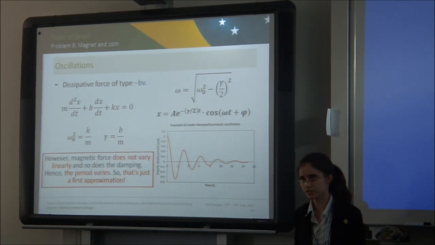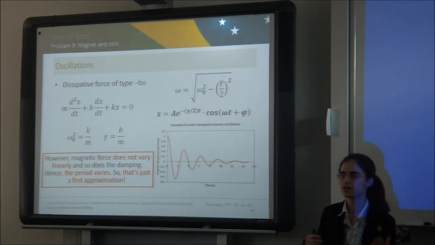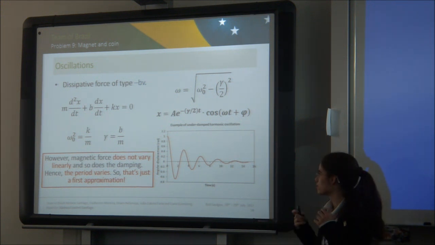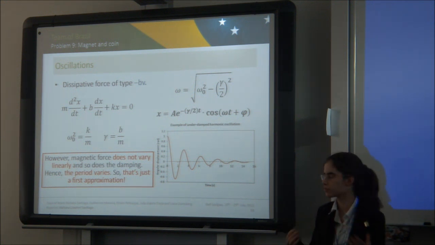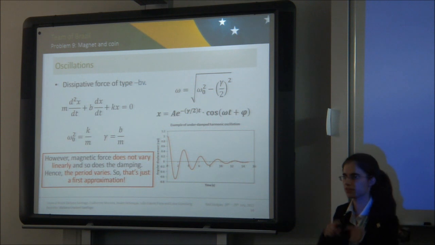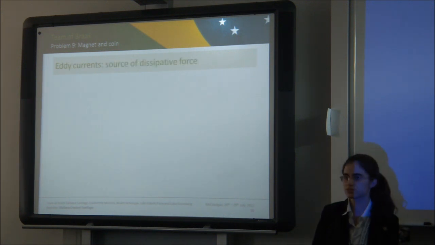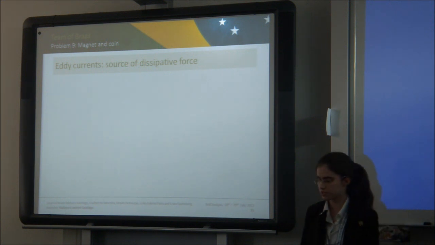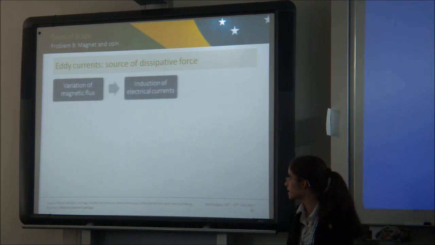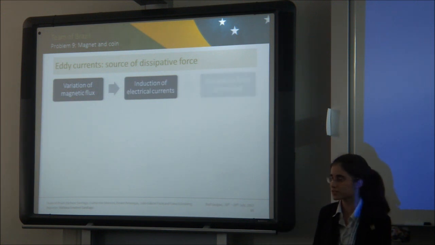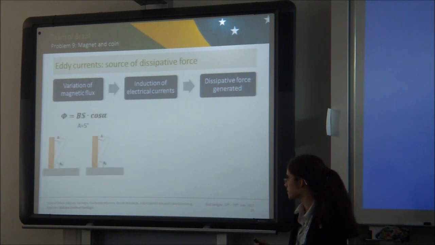However, we do know that the magnetic force does not vary linearly with the distance. So this may resemble an underdamped harmonic oscillation, but we need the period to vary in our graphics, in our experimental data. And what is the source of this dissipative force? We think it is due to eddy currents, because there is a variation of the magnetic flux, which induces electrical current, and there is a dissipative force generated during the oscillation of the coin.